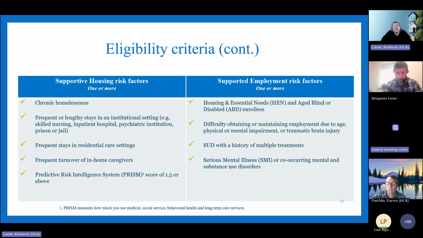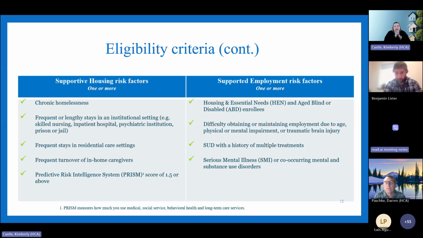Frequent or lengthy stays in institutional settings. So that means 2 times in a 12-month period or more than 90 days stay in those. So that could be skilled nursing, hospitalization, or incarceral settings. So if you have somebody that's going through those systems often or have had to stay a longer term in the last year, they would be eligible.